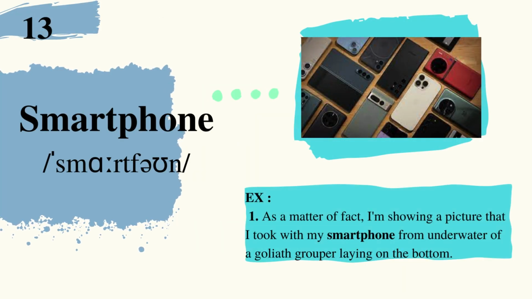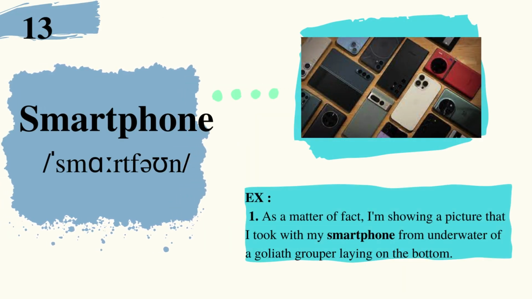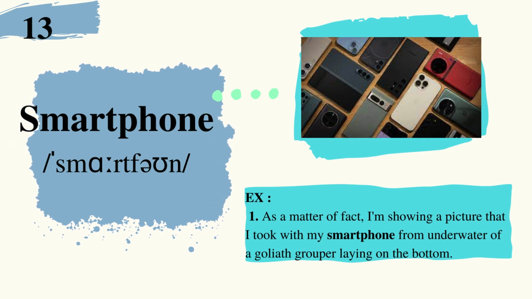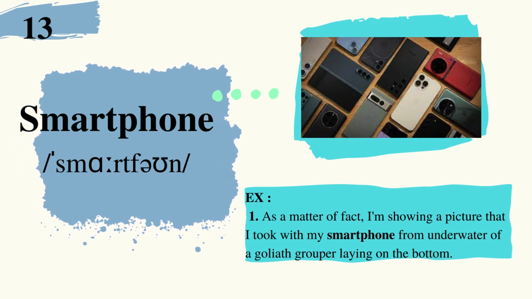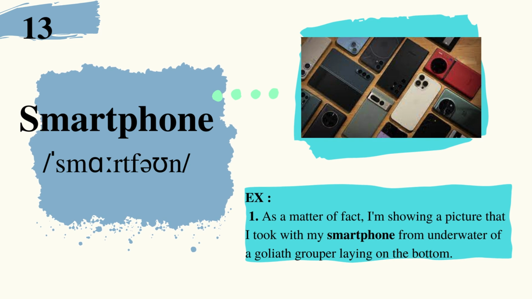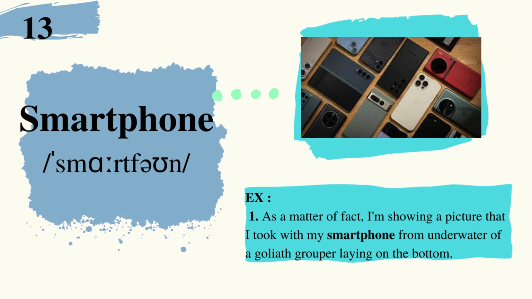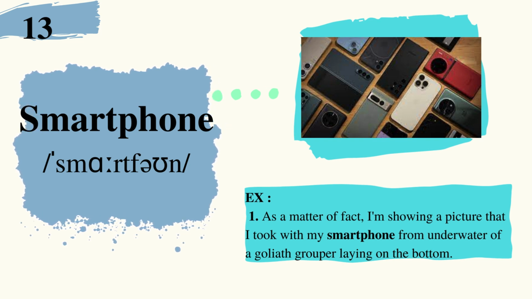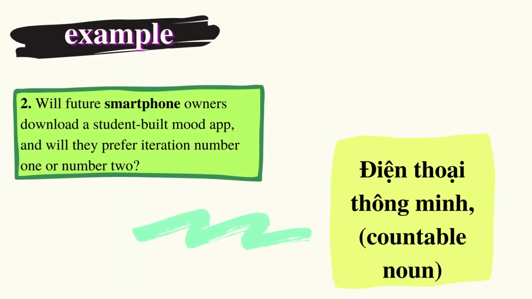13. Smartphone. Smartphone. Example. As a matter of fact, I'm showing a picture that I took with my smartphone from underwater of a Goliath grouper laying on the bottom. Will future smartphone owners download a student-built mood app? And will they prefer iteration number 1 or number 2?